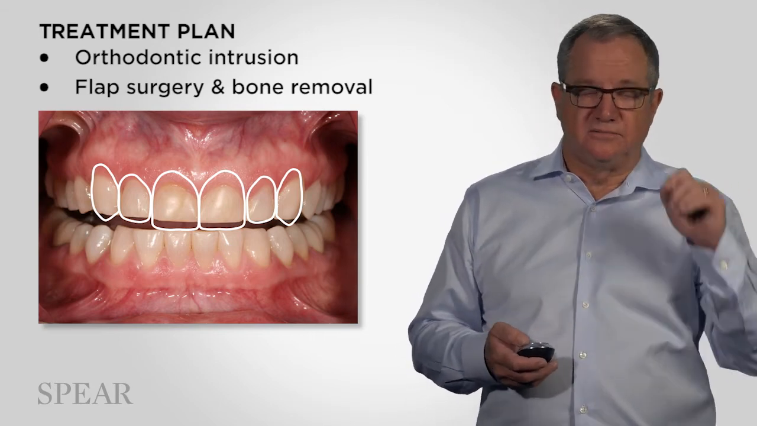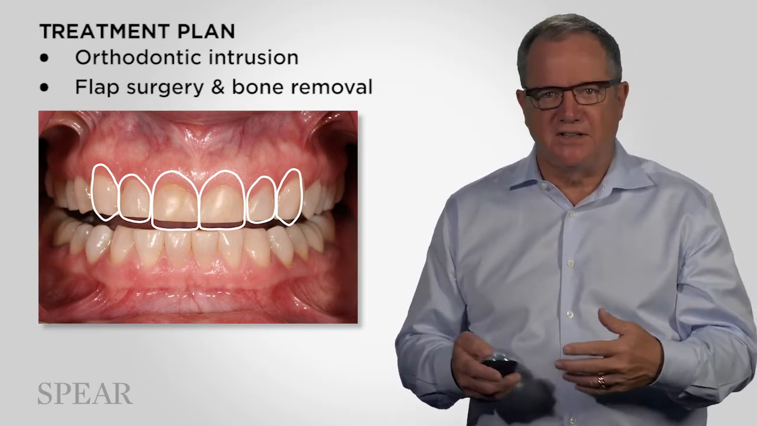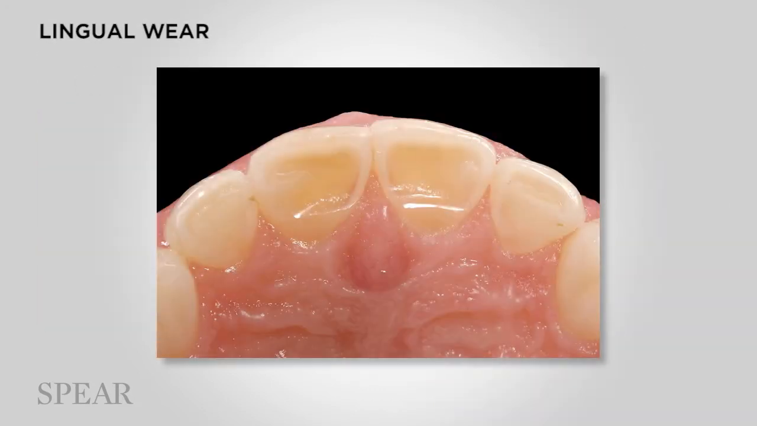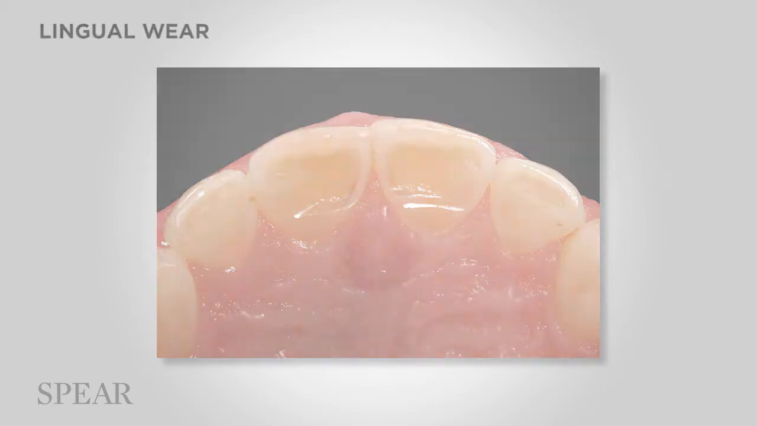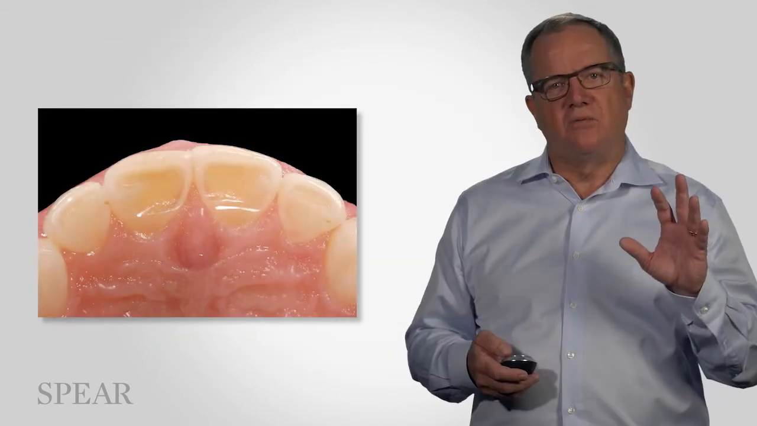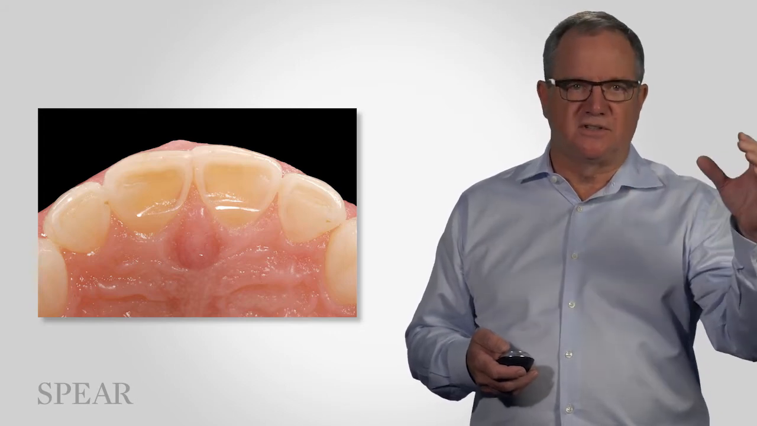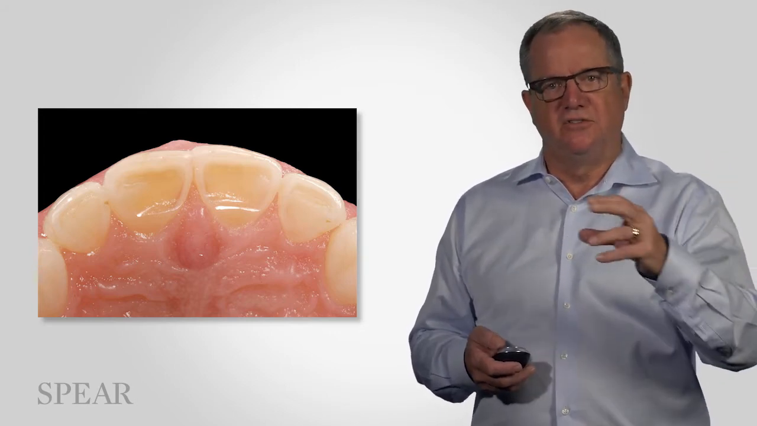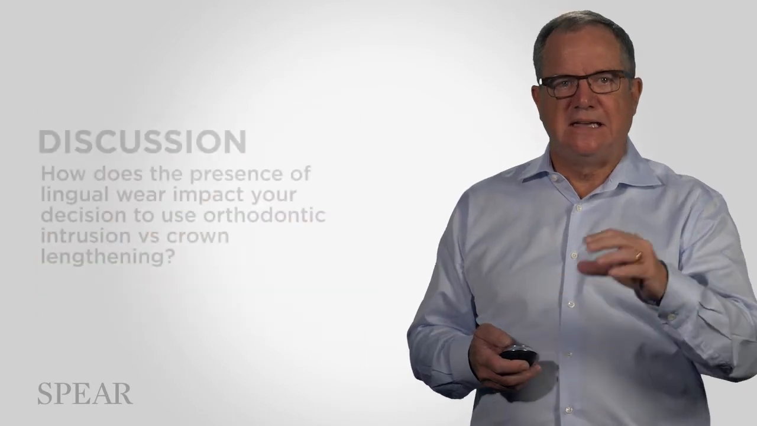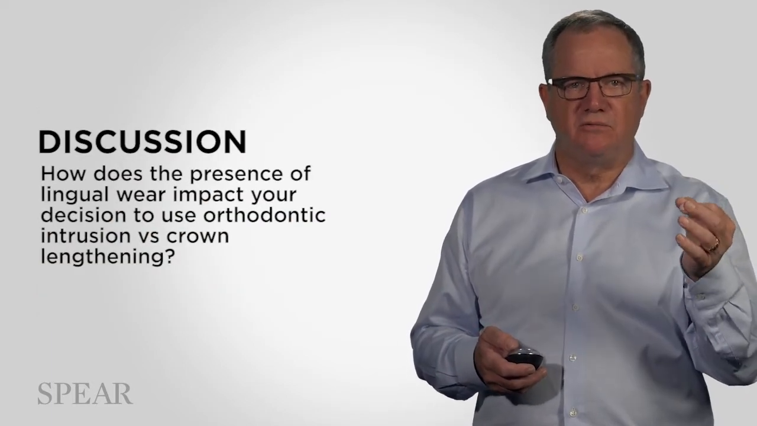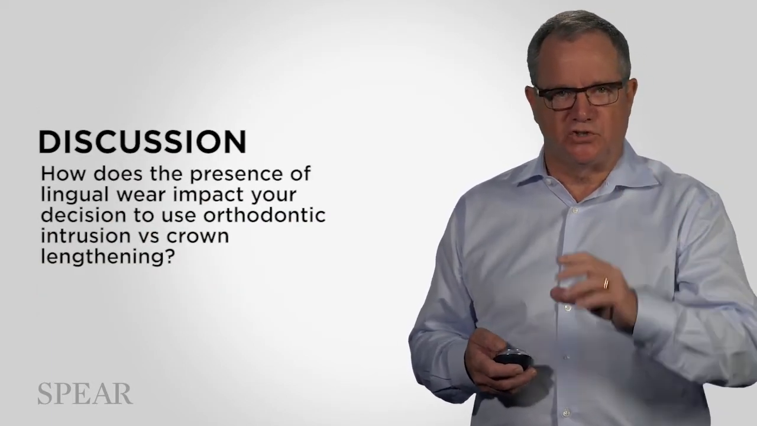So now, this patient has something the other patients didn't have yet. This patient has lingual wear. Her lower incisors occlude in those wear facets on the centrals. There's almost no enamel on those lateral incisors on the lingual. And so what I'd like you to do now is, given the options of orthodontic intrusion versus crown lengthening, how does the presence of lingual wear affect your treatment choice?